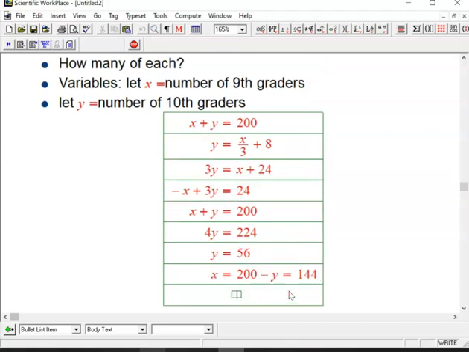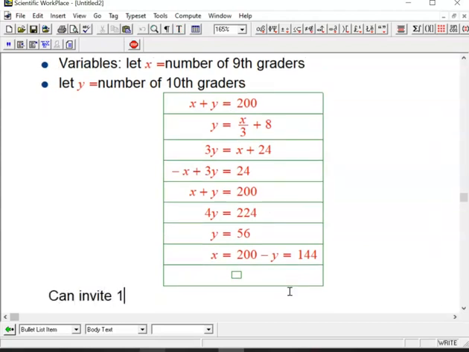144. Okay, so we can invite 144 9th graders and 56 10th graders. And 48 of those will be matched with the 144 9th graders. 144 is 3 times 48, and then the 8 extra.